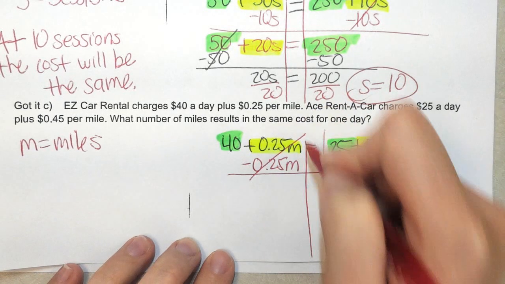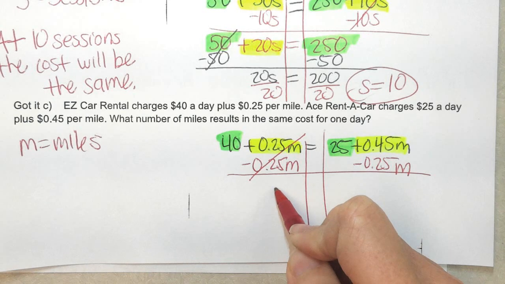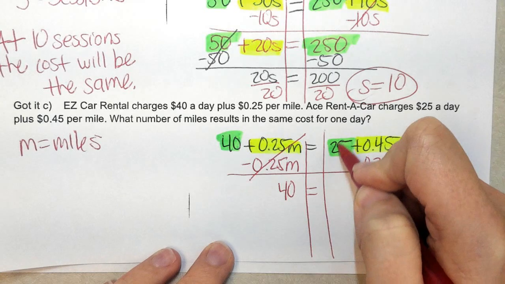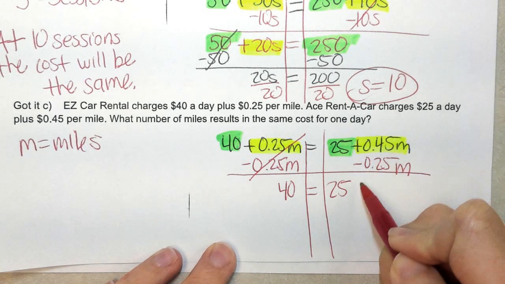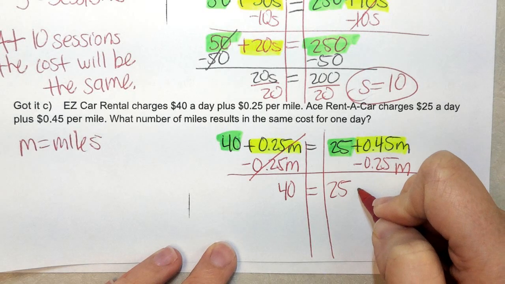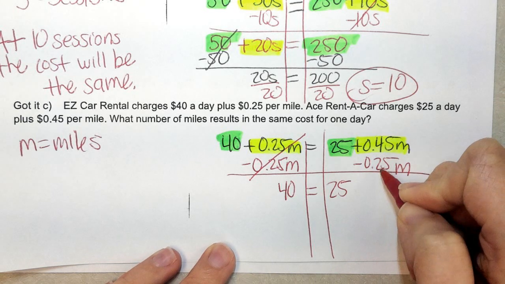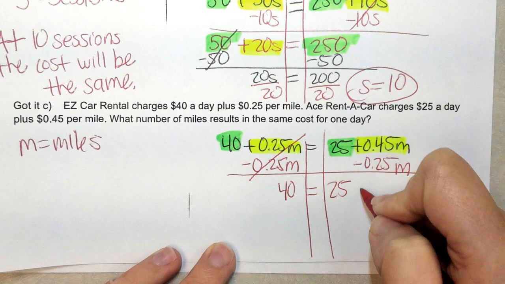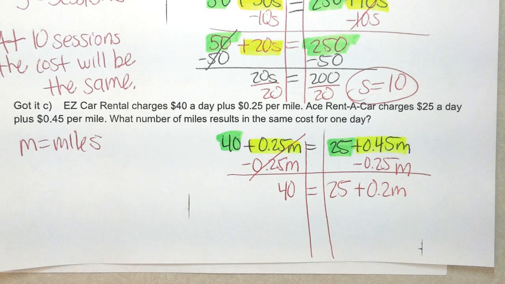So from here, these cancel out. So on the left-hand side, Ella, what do I have left? 40. On the right-hand side, I haven't touched my 25, so that stays. And then 0.45 minus 0.25 is anyone? 0.45 minus 0.25 is 0.2 or 2/10. It's a positive 2/10 m. Okay.